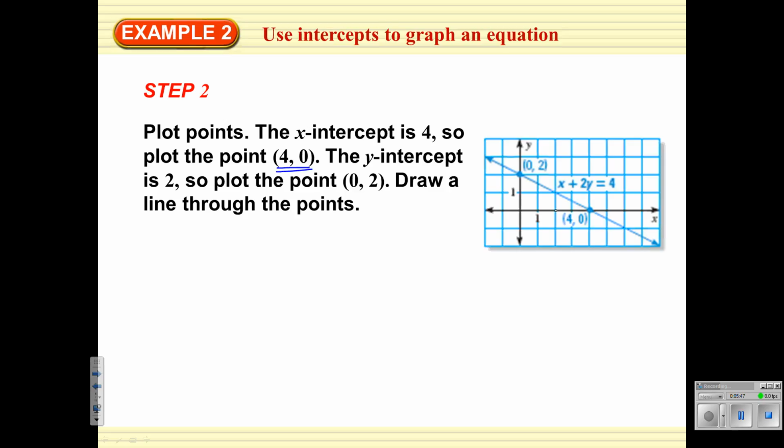The x-intercept is 4, 0. So we go to 1, 2, 3, 4, 0. The x-intercept is on the x-axis. The y-intercept is 2, so plot the point 0, 2, because when x was 0, y was 2, and it's the y-intercept on the y-axis. Then draw a line through those points. So that's using the intercepts to graph.